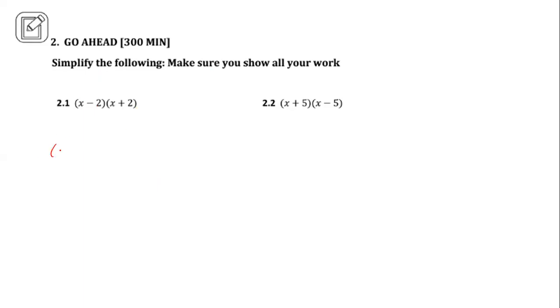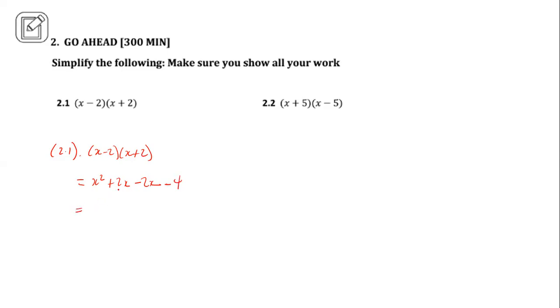So now let us try to solve question number 2.1. Let us rewrite the question, which is x subtract 2 times x plus 2. Now let us determine the difference of two squares of this expression. So first step is, remember, we're still gonna do what we did first time. x multiplied by x is gonna be x squared. And then x multiplied by 2 is gonna be 2x. And then negative 2 multiplied by positive x is going to give us negative 2x, and negative 2 multiplied by positive 2, we're going to get negative 4.